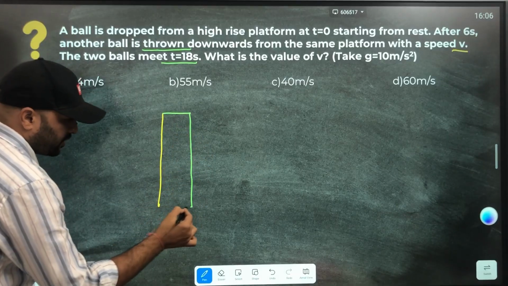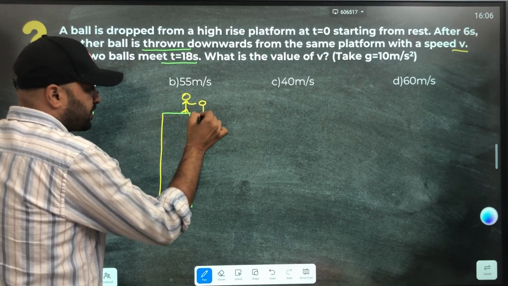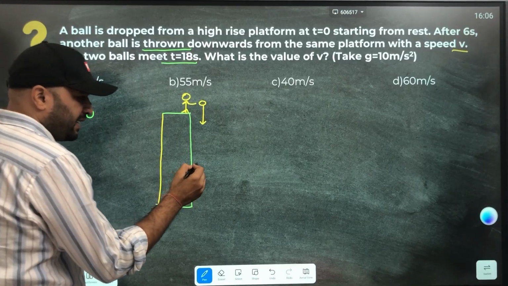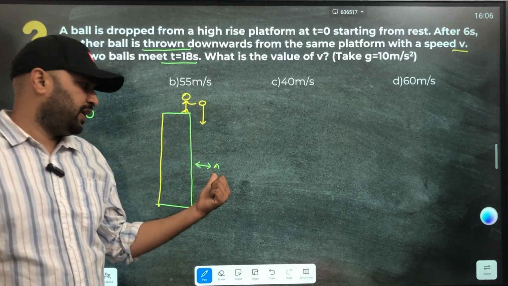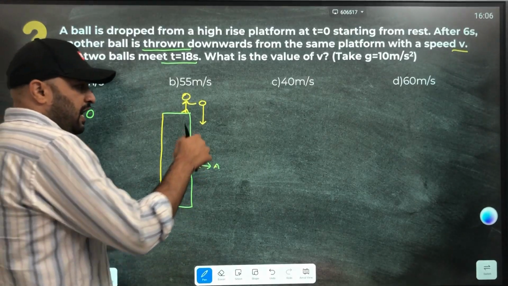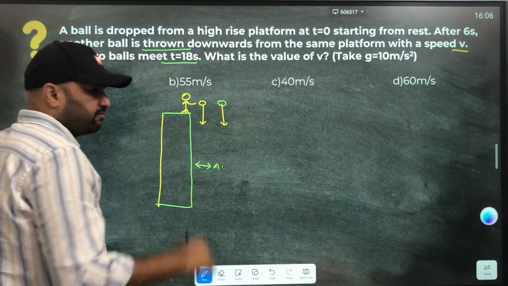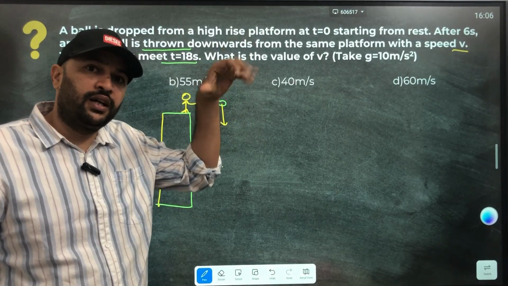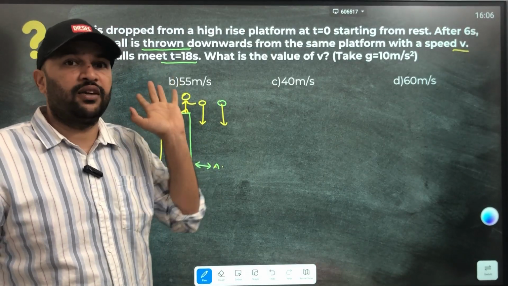Let's say this is the building or the tower, and from here the first ball is going down. If it is going down, the initial velocity is 0. Let's say this is the point it reached, point A. From the starting point to point A, the first ball reaches. And the other ball also reaches point A. They both reach point A, but the first one was initially dropped and the second one was thrown after 6 seconds. Be very careful.